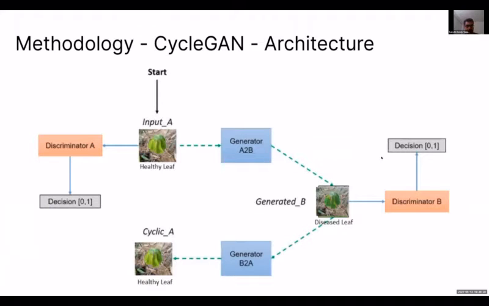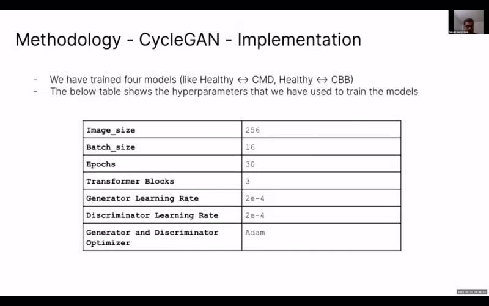The next GAN model which we have tried is CycleGAN. This is a high-level architecture of CycleGAN, where we have two generators as well as two discriminators. In our project, we used healthy leaf images as input and tried to generate the disease images, and then again tried to generate the healthy images back, because that is how CycleGAN works. Next slide.